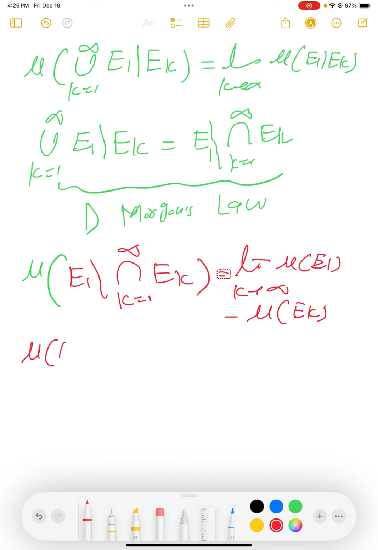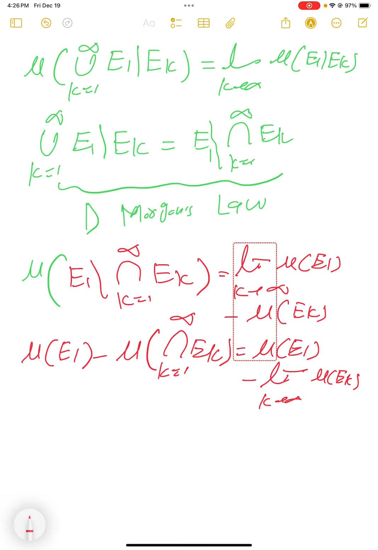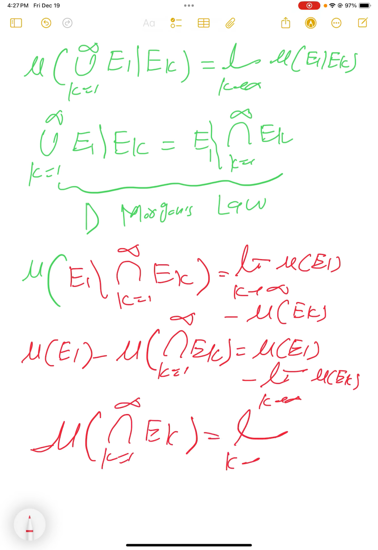But now what is this? This is the measure of E1 minus the measure of the intersection over k from 1 to infinity of Ek, and so this is the measure of E1 minus the limit as k approaches infinity of the measure of Ek. So that was the condition, that we put the condition that the measure of E1 is finite. Why? Because if it is infinite you cannot cancel. Now you can cancel, and you can see that the measure of the intersection over k from 1 to infinity of Ek is actually the limit as k approaches infinity of the measure of Ek, and we are done. So we just used the previous result, nothing else. Okay, so thank you.